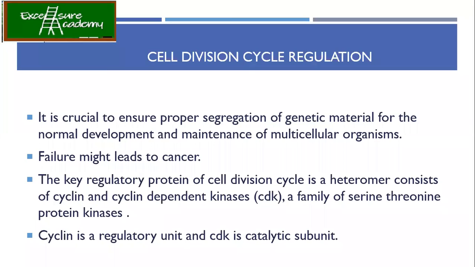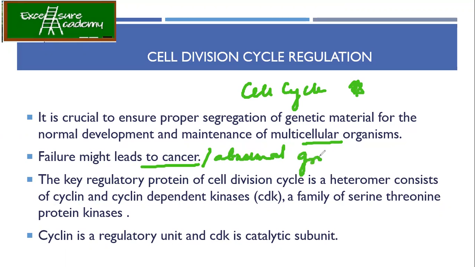So, cell division cycle regulation. All these regulatory subunits we have studied in the previous lectures. We know that it is crucial to ensure the proper segregation of genetic material for the normal development and maintenance of multicellular organisms. That's why the regulation of the cell cycle is very, very important, right? If there is any failure, it will obviously lead to cancer or abnormal growth. Whenever we say abnormal growth, it always means that the cell is going to become cancerous.